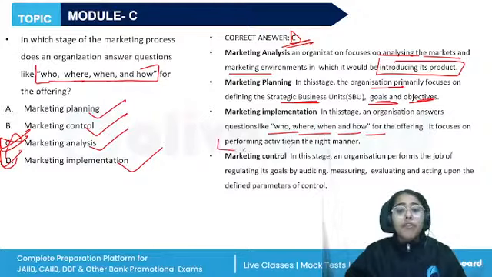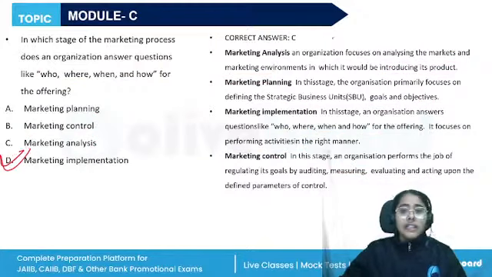It focuses on performing the activities. We are finally implementing the plan. And control means making any changes, regulating the goals by auditing, measuring, evaluating, and acting upon. So first we will analyze the market. Based on the market analysis, we'll develop a plan. Then we will implement that plan, and then we will control or regulate it. So the correct answer is option D, marketing implementation.